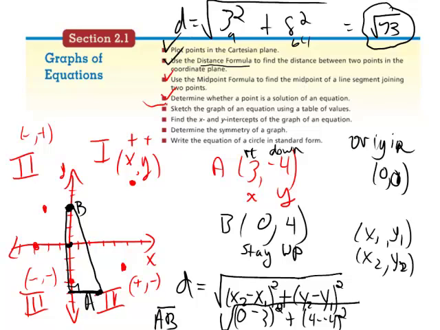This part's not so easy. Sketch the graph of an equation using a table of values. Find the x and y-intercepts, that's trouble. Determining symmetry, that's trouble. And write an equation of a circle in standard form, not so easy. So consider this first part not too bad. It's the second part where all your trouble is going to come from. All right.